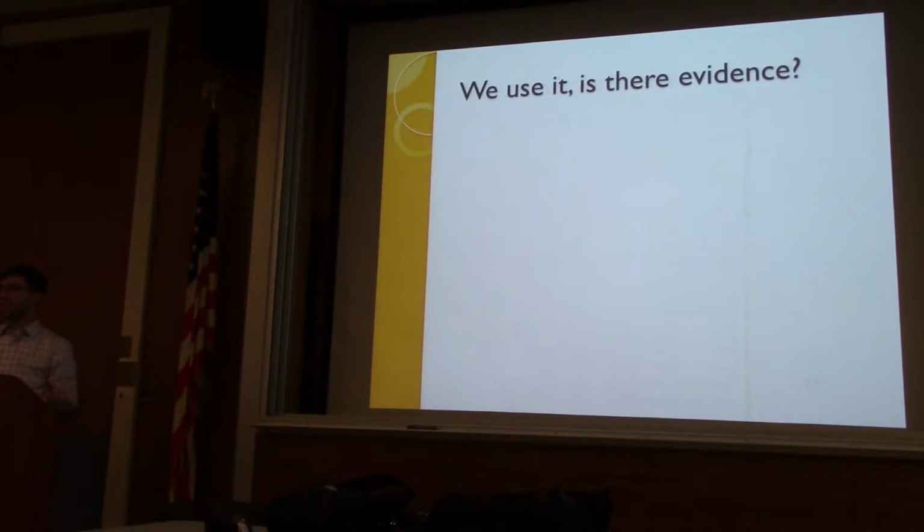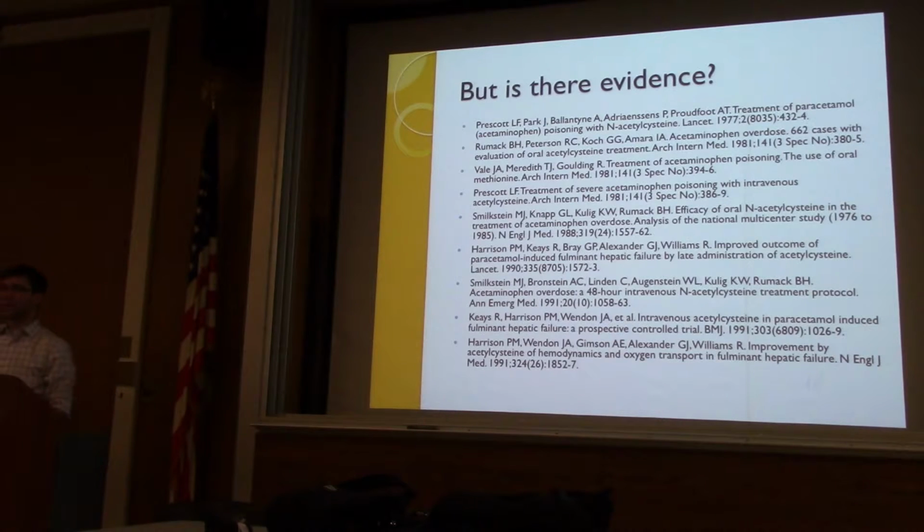Yet we use it, right? It's kind of like the standard of care. And so the question is, is there really evidence if there's no randomized controlled trial? I just pulled up a whole bunch of trials that I found on N-acetylcysteine, and it looks like it goes back as early as the 70s. I didn't go through these trials, but it seems like it's, at this point, the standard of care because the trials were so overwhelmingly in favor of N-acetylcysteine as opposed to no treatment at all, or other standard treatments at the time.